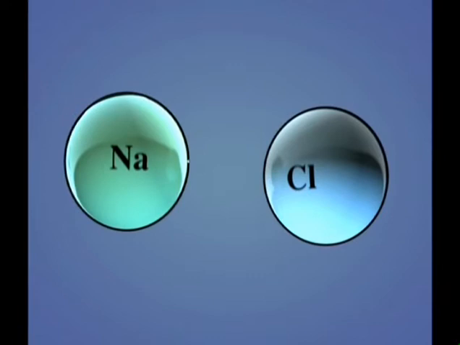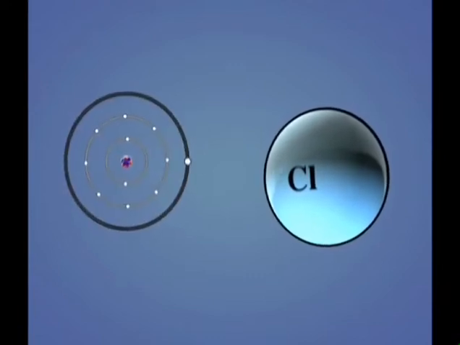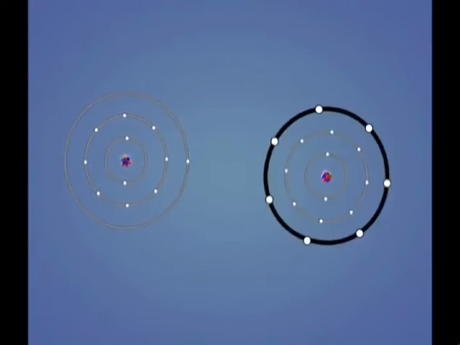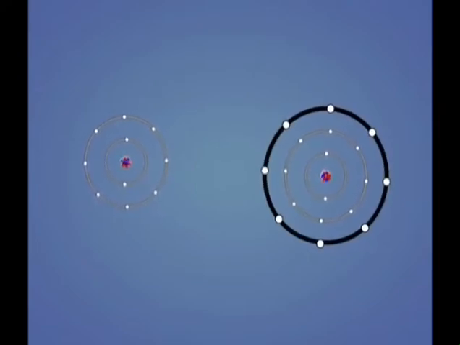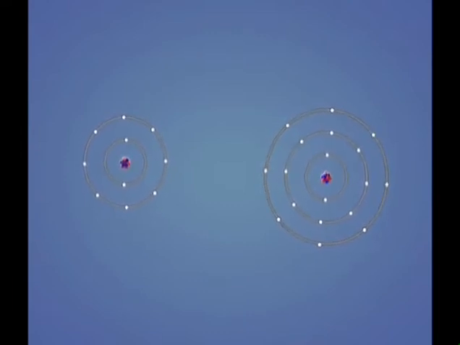This sodium atom has 1 electron in its outermost energy level, and chlorine has 7 electrons in its outermost energy level. When sodium and chlorine bond together, the sodium atom donates its electron to the chlorine atom, making its outermost energy level full, forming common table salt, which is called sodium chloride.